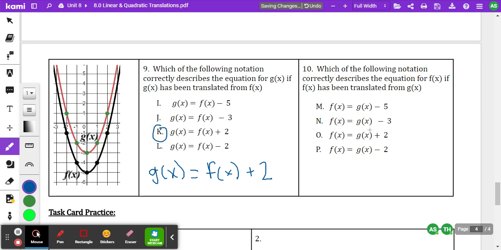Number 10 says, which of the following notation correctly describes the equation for f of x if f of x has been translated from g of x? So we start at g of x, and to get to f of x, you move down 2, so minus 2. So we're looking for f of x equals g of x minus 2, which is letter P.